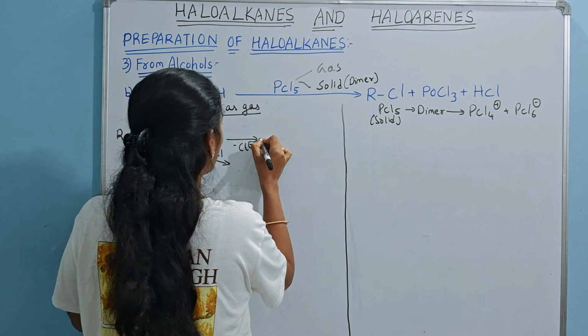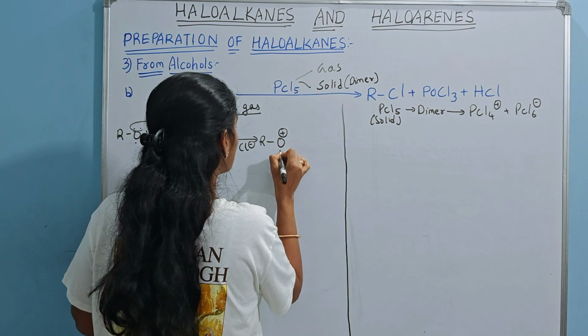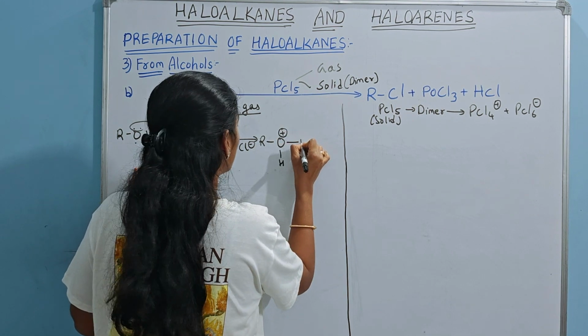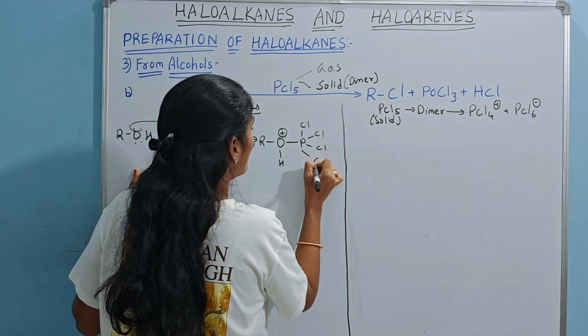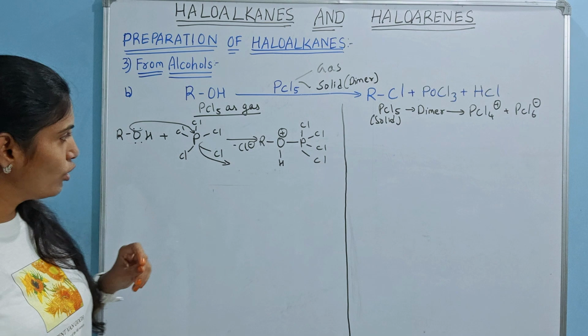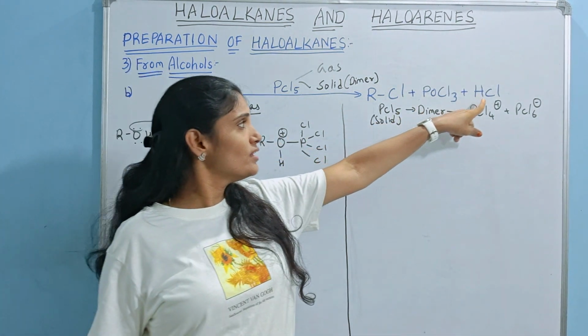Now if you see what is formed here, R, oxygen has lost its lone pair of electrons, so it will get a positive charge. Phosphorus is now there with its 4 chlorine atoms. If you see the product, you can definitely see the formation of HCl.